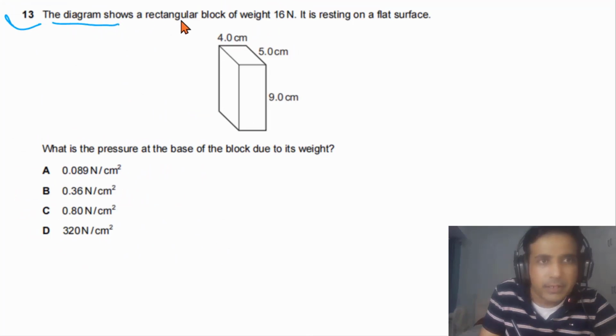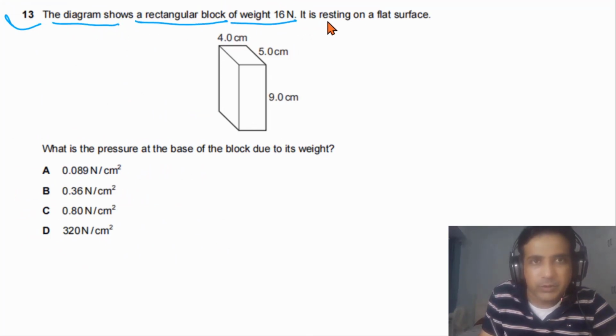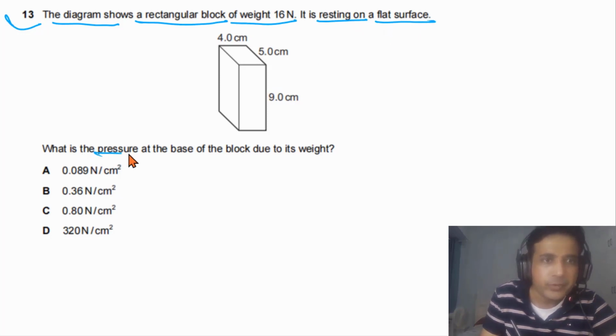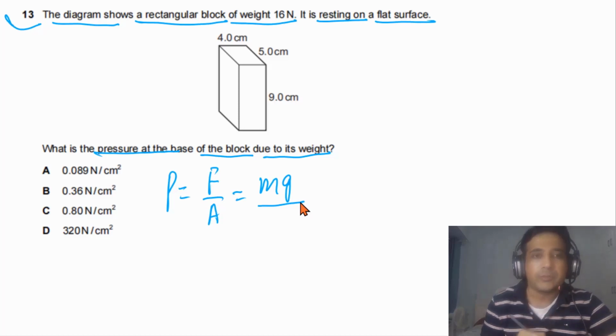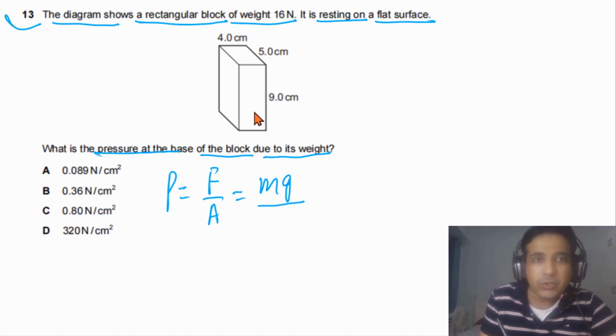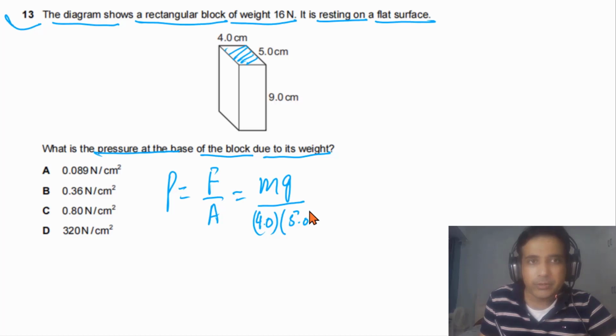Question 13 says the diagram shows a rectangular block of weight 16 newtons. It is resting on a flat surface. What is the pressure at the base of the block due to its weight? So for the base of the block, we need to calculate P. P simply is equal to F over A, and F in this case is equal to mg, which is the weight of the block, and the area is the area in contact with the table. So we have to divide by this area. This is 4.0 centimeters, and we have to use unit centimeters because in the given answers we have centimeter square, multiplied by 5.0 centimeter.